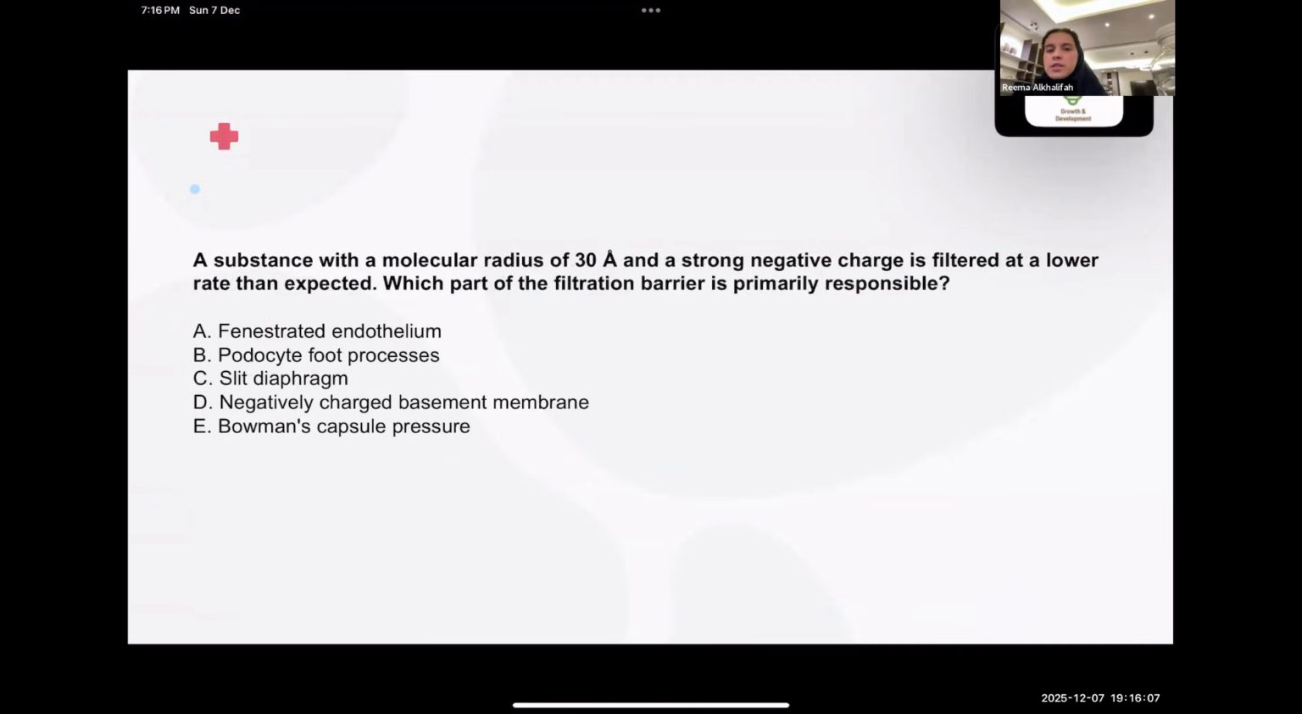Now, here's another question. A substance with a molecular radius of 30 and a strong negative charge is filtered at a lower rate than expected. Which part of the filtration membrane is primarily responsible? Does anyone have any answer?